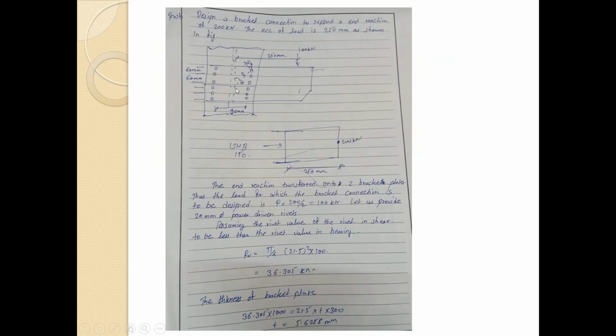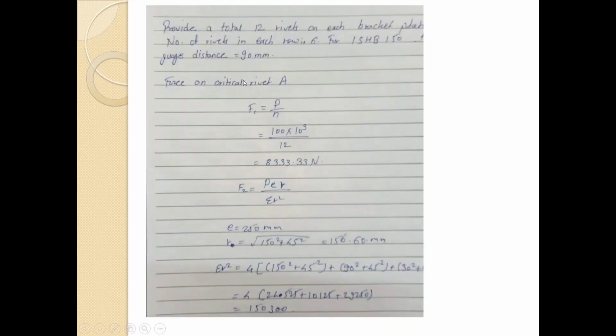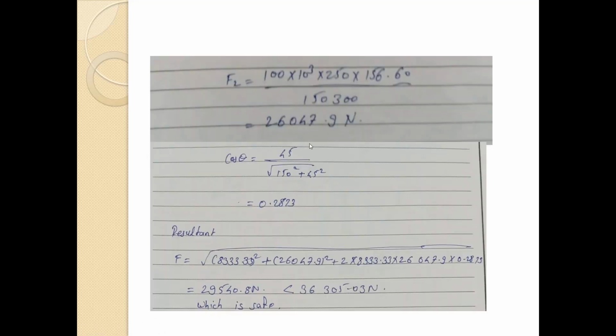So we know the cos theta, that is this 45 divided by this hypotenuse, the opposite side divided by the hypotenuse. The opposite side is 45 divided by this hypotenuse. The cos theta is here.